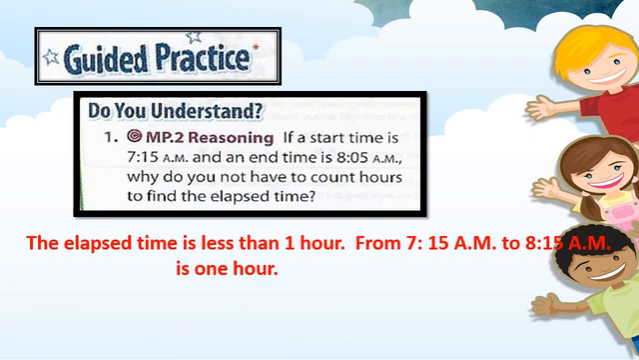It's because the elapsed time is less than 1 hour. From 7:15 a.m. to 8:15 a.m. is 1 hour. So the problem is 8:05 a.m. The end time 8:05 a.m. is less than an hour. So no need to count by hour, but it should be counted by minutes.